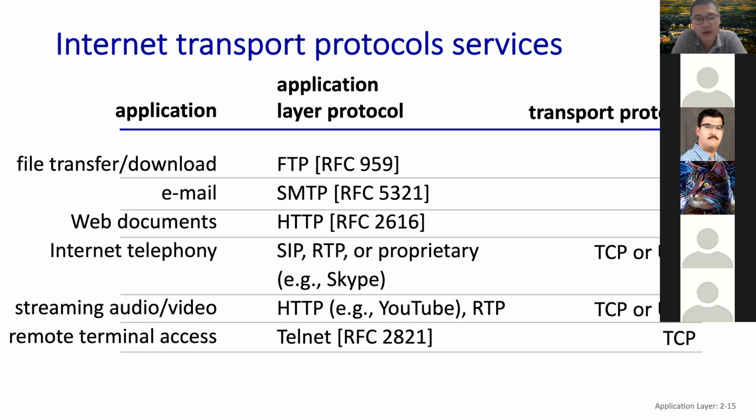I think I have already shown this table in the last lecture, but let's look at this table again, right? For applications like streaming audio, video, or real-time audio, video, you can use UDP, right? The data could be lost, but that's fine, right? And for other cases, TCP would still be the best choice.